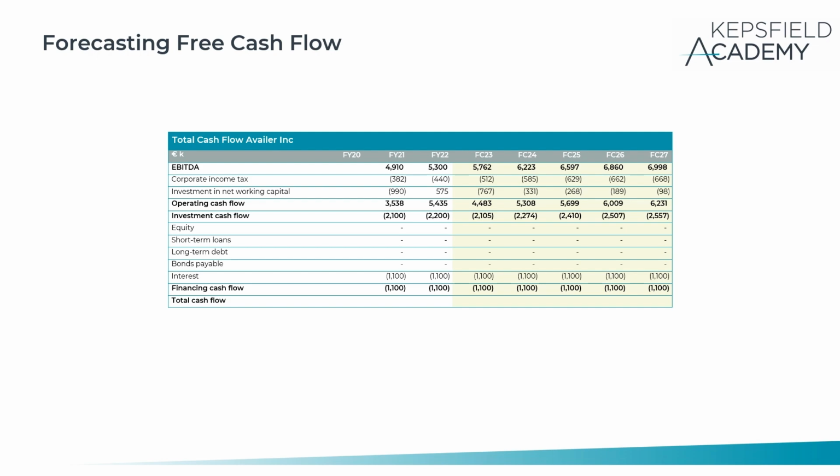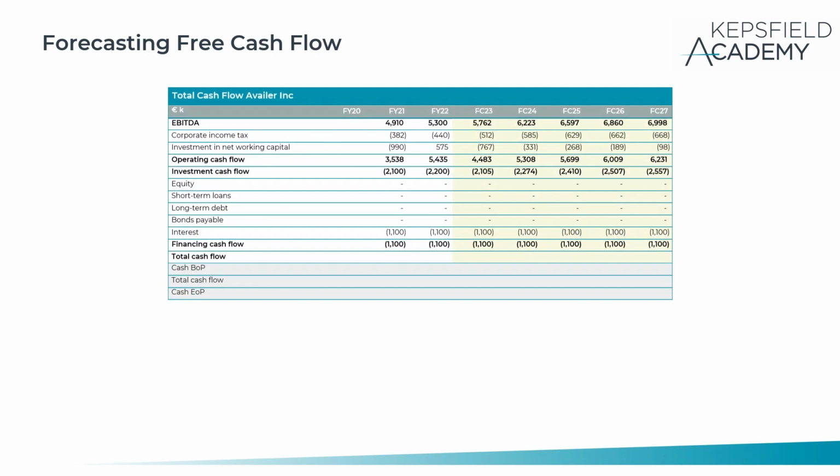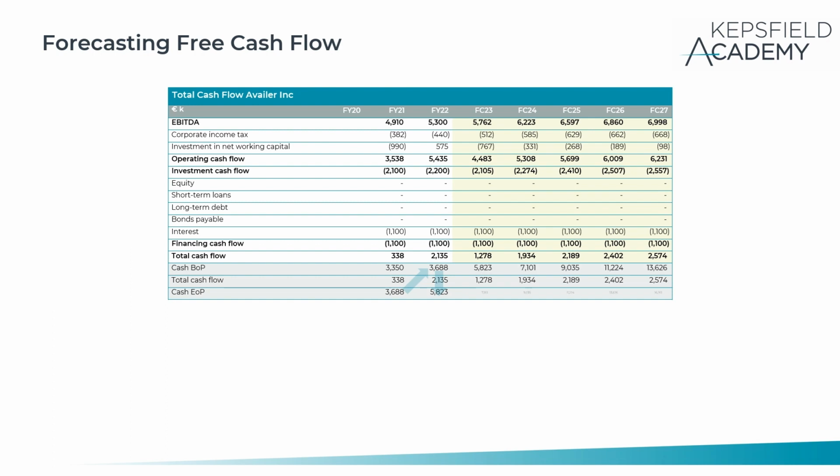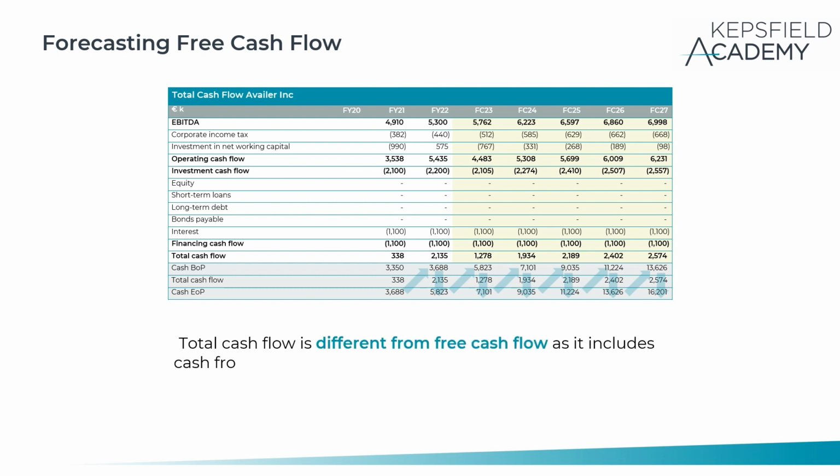We can now use a corkscrew to calculate the cash balances for each period. In the corkscrew, we add the total cash flow to the balance of the previous period to arrive at the cash position at the end of the period. It is important to understand that total cash flow is not the same as free cash flow, since free cash flow only includes cash generated by operating activities. Total cash flow includes cash flow from operating and non-operating activities, including financing.